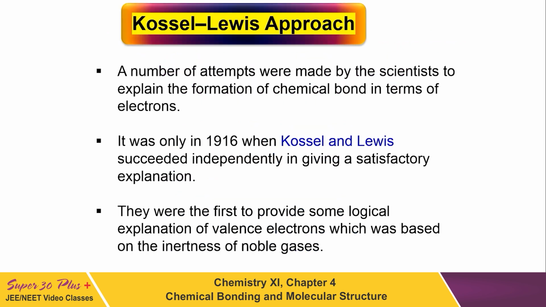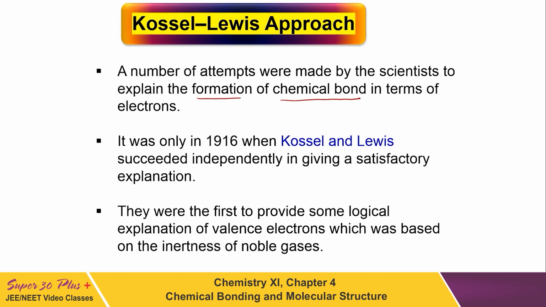So first, in today's session, we shall start with the Lewis and Kossel approach. A number of attempts were made by different scientists to explain the formation of chemical bond. See students, you are living in 2021. You already know how these chemical bonds are formed. What about 100 years before?